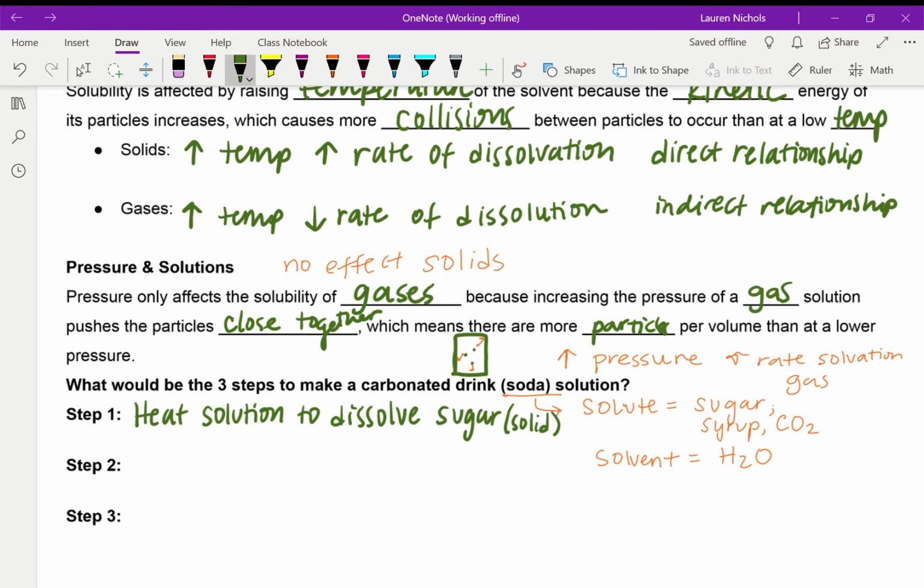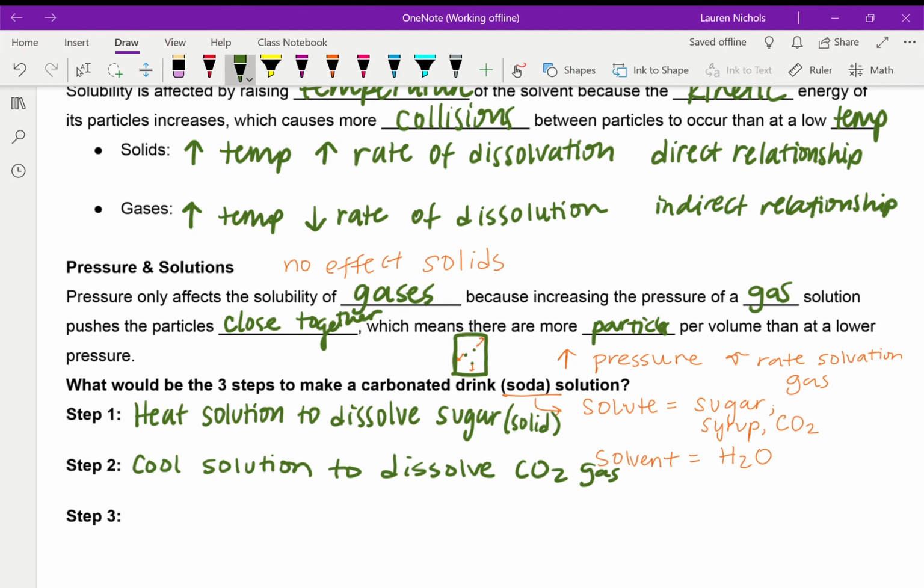Now, with step 2, we would want to cool the solution to dissolve the carbon dioxide gas, because in order for the gas to dissolve, it has to be cold. But when it's cold, the sugar, again, stays dissolved. But we know that not all sodas come cold, right? Sometimes when you go to the grocery store, it is warm and it's sitting on the shelf.